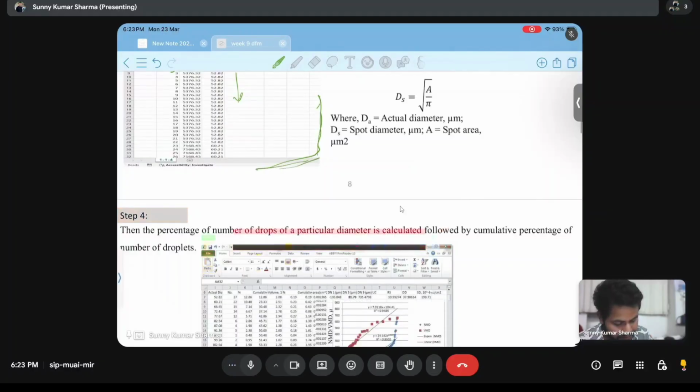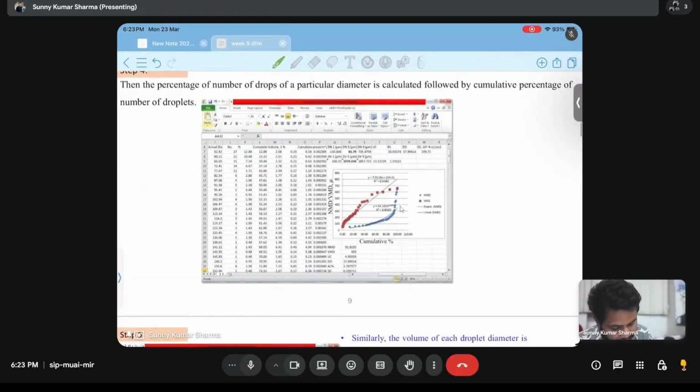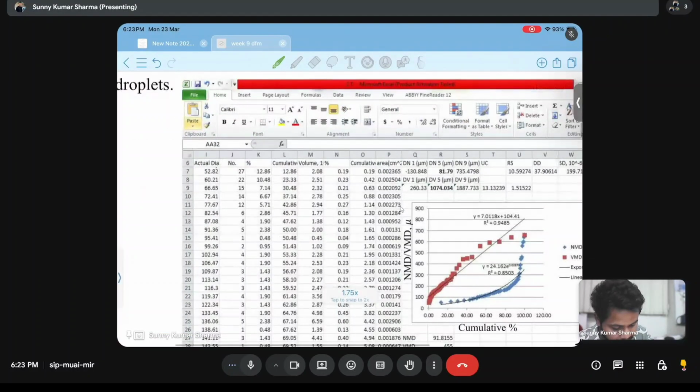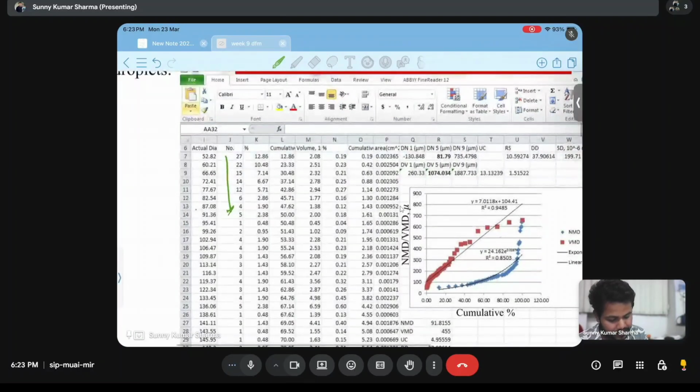Now what is done is, suppose 52.82 diameter, in Excel we will count for how many droplets this diameter is there. Suppose 27. Then the next diameter, 22 droplets are there, which is 62.60 diameter. Likewise, this is the arrangement for the number of droplets which have the same actual diameter.